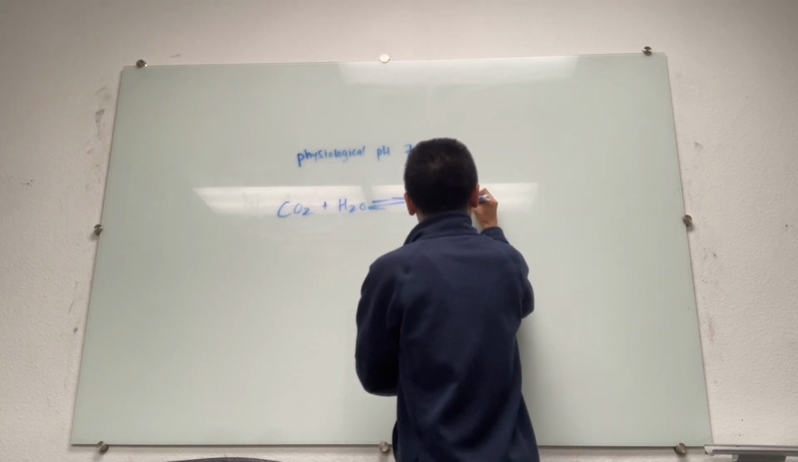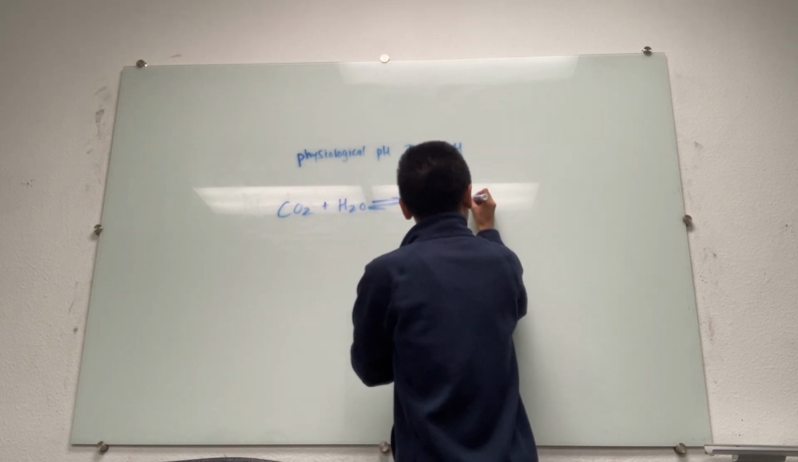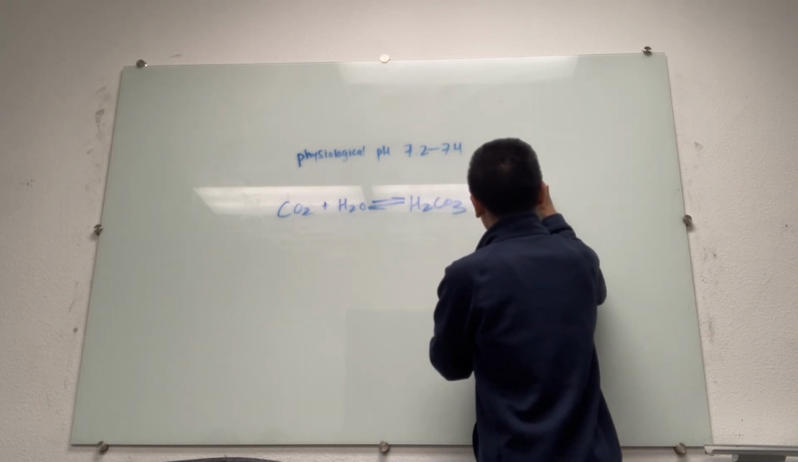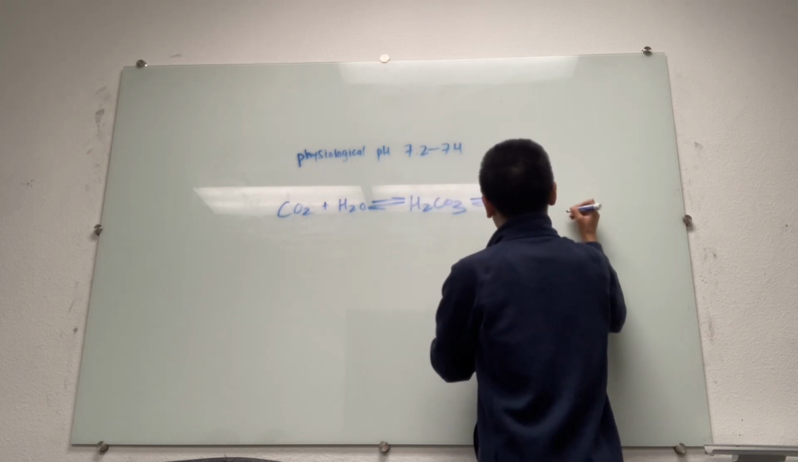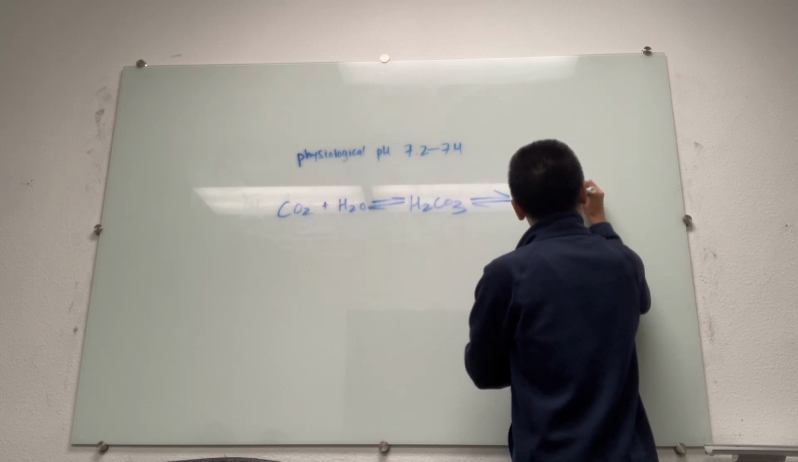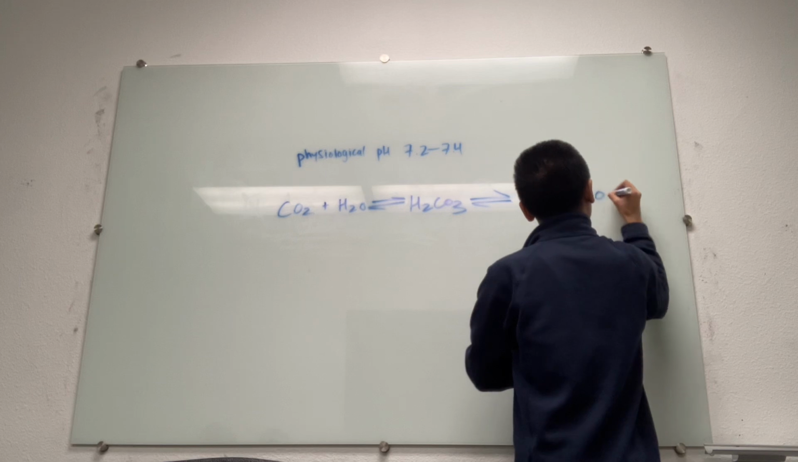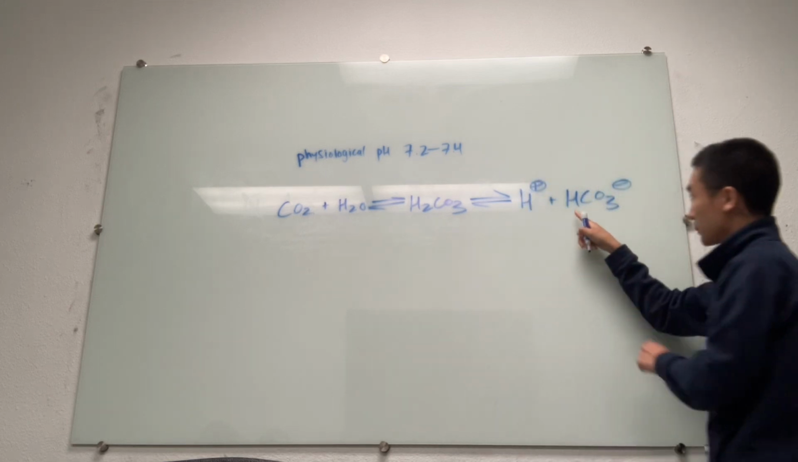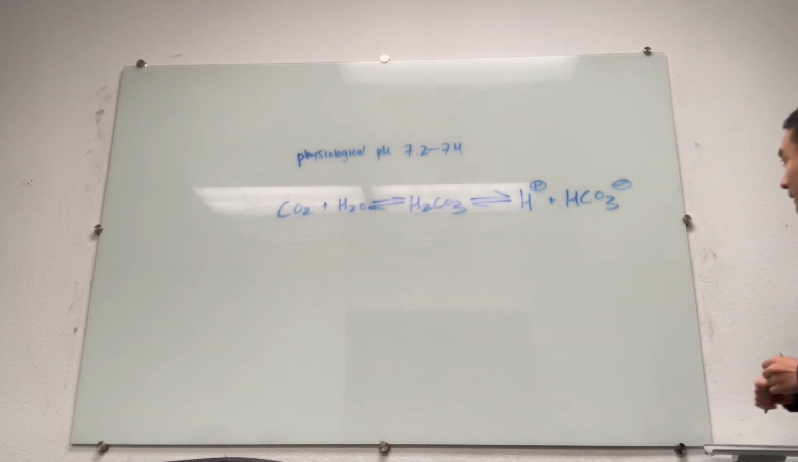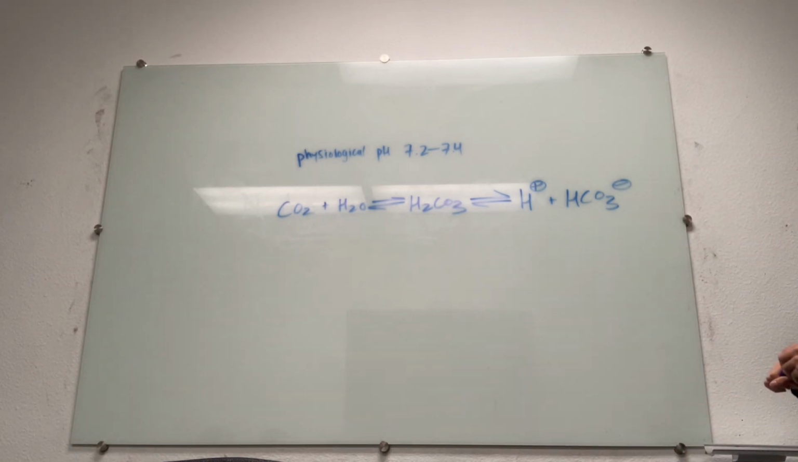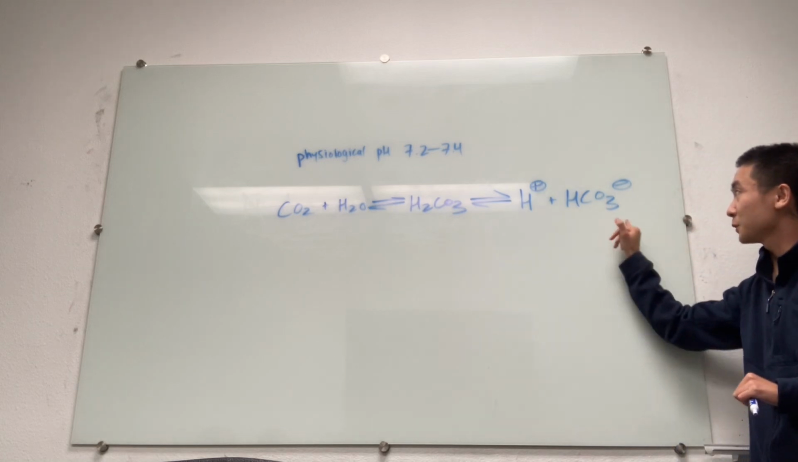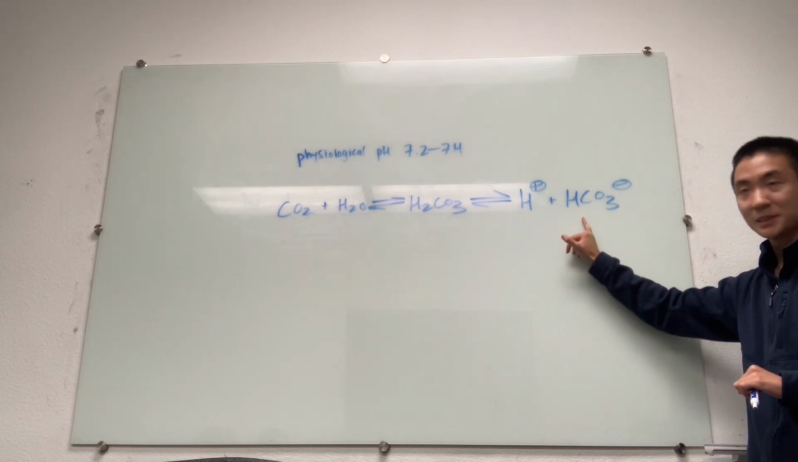This carbonic acid right here is going to be dissociated into a proton and carbonate. Right. Where this carbonate here is the conjugate base of this carbonic acid. And this is a relatively weak conjugate base.